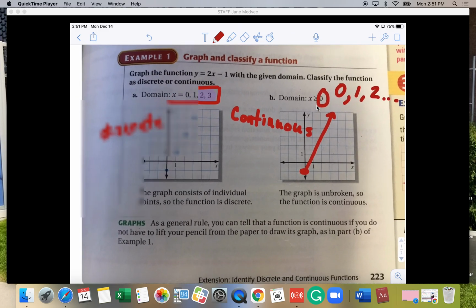So again, the difference between a discrete graph and table is they give you the domain as 0, 1, 2, 3, or negative 1, 2, 3. Continuous is when sometimes they give you a starting point, sometimes they don't. You get to choose numbers like negative 1, 0, and 1. As long as I connect those points, it would be considered continuous.